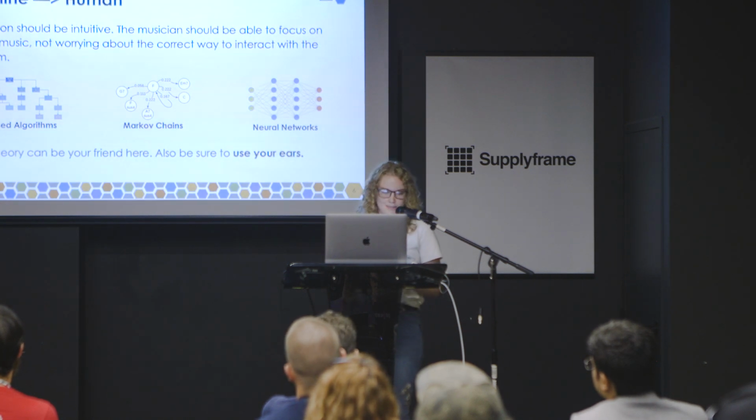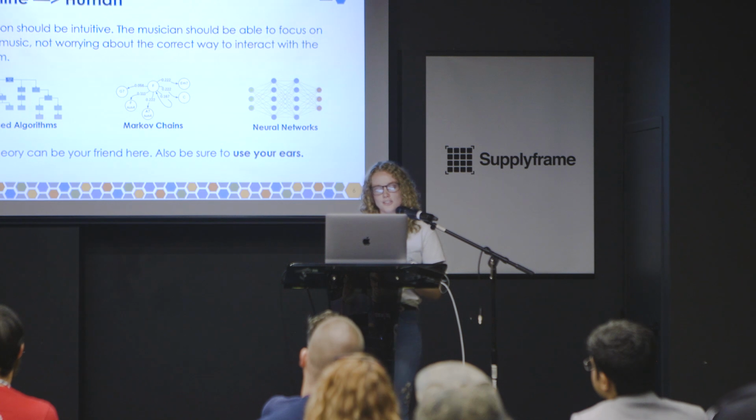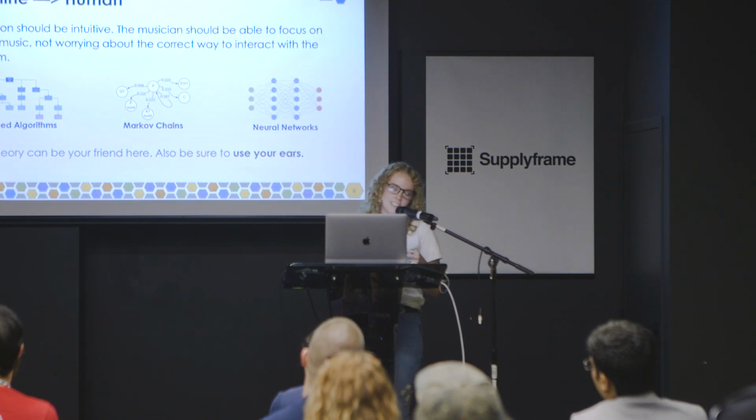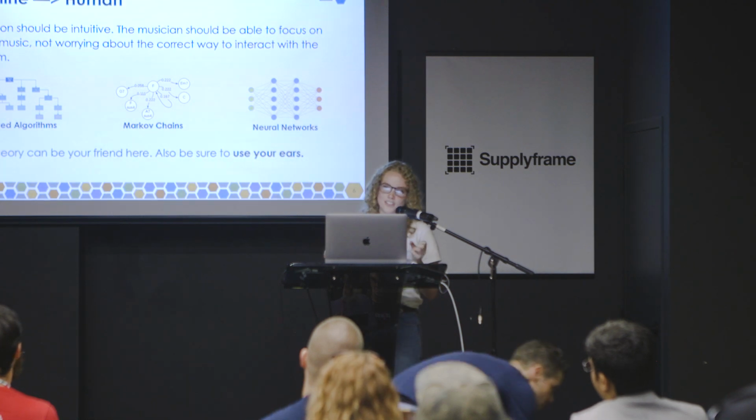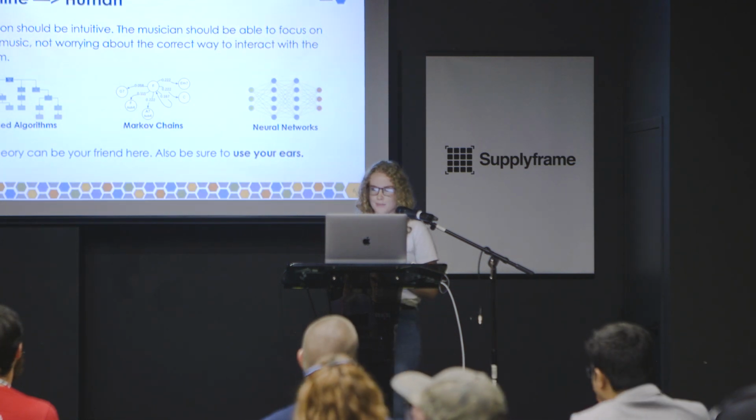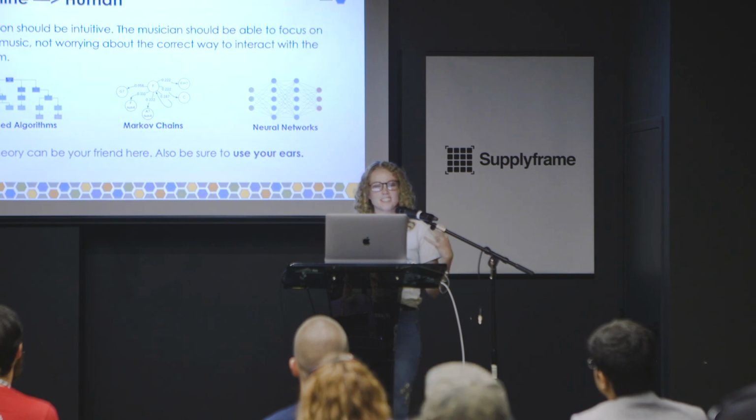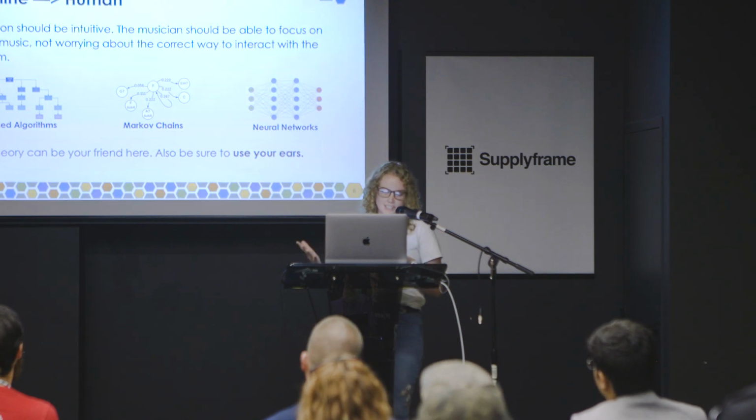So there are a couple of different options here. The simplest is just to use rule-based algorithms. You could say something like, when the musician does X, the algorithm should do Y. Or we want to map parameter A from the musician's performance to parameter B of the algorithm.